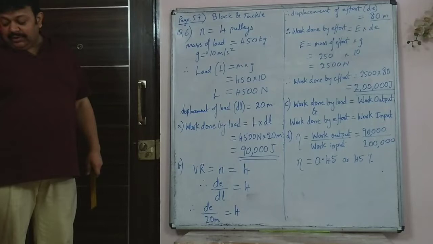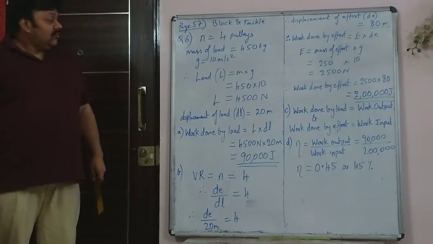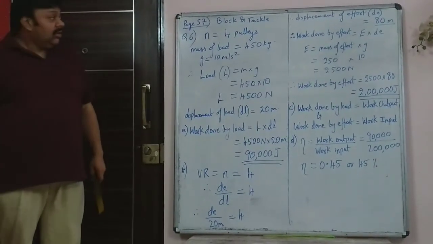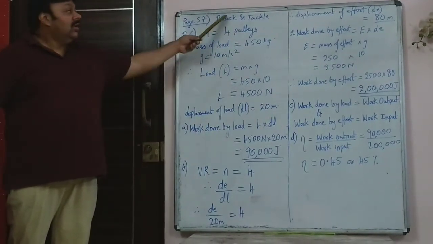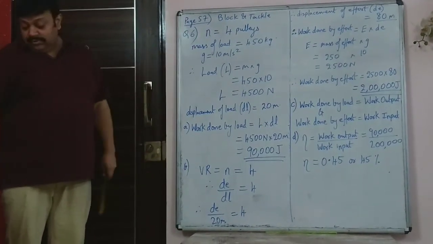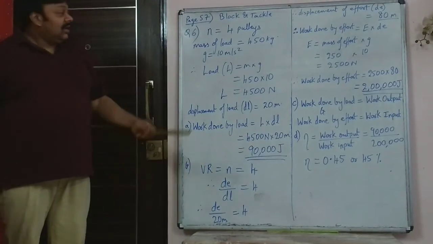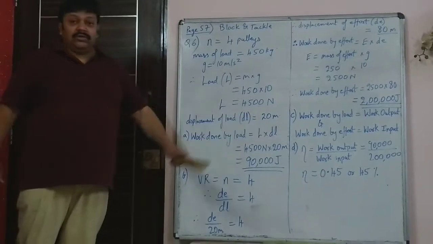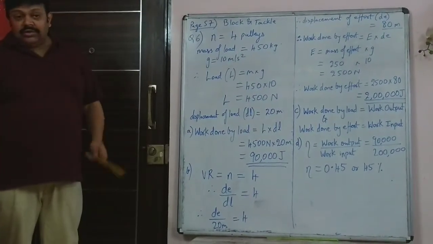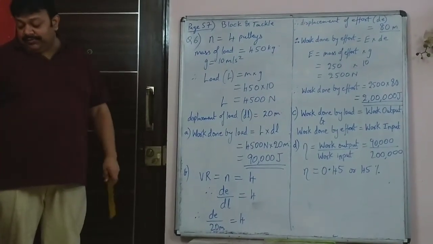It lifts 450 kg of load. So 450 kg load, that is the mass of the load. Number of pulleys is 4 and it's a block and tackle system. Through a vertical height of 20 meter. So the displacement of the load is 20 meter. The load is lifted up through 20 meter.